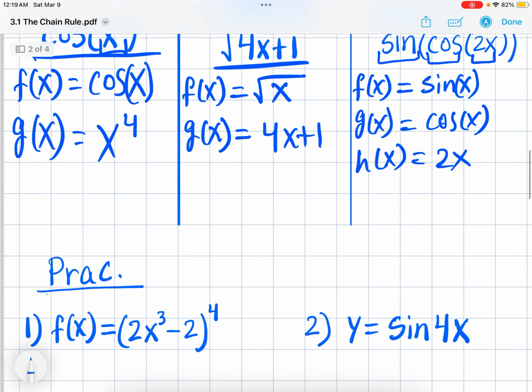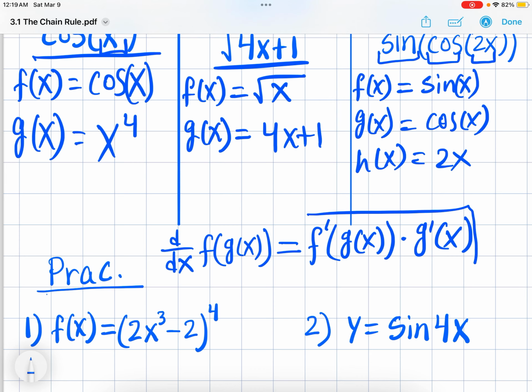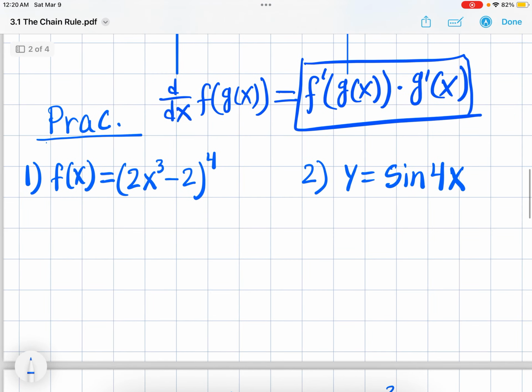Okay, before we do some practice with the chain rule, let me give you the chain rule. So the derivative of this is f prime, keep the inside and multiply by the derivative of the inside. This is the chain rule. Let's solve this. Question number 1.